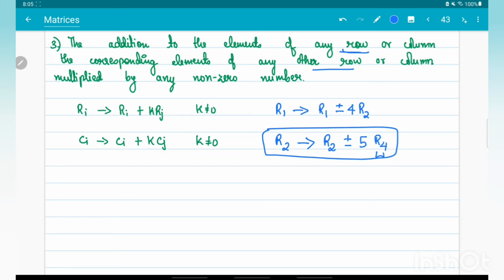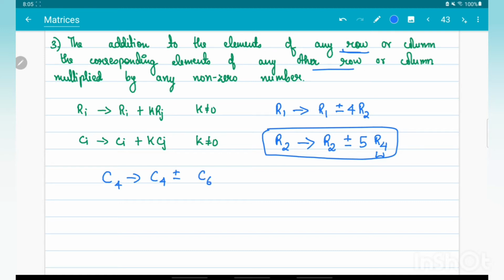Now the same elementary operation can be applied to the columns also. Suppose let me take column 4. Now to all the elements of this column 4, I can either add or subtract some other column, suppose let me take column 6.